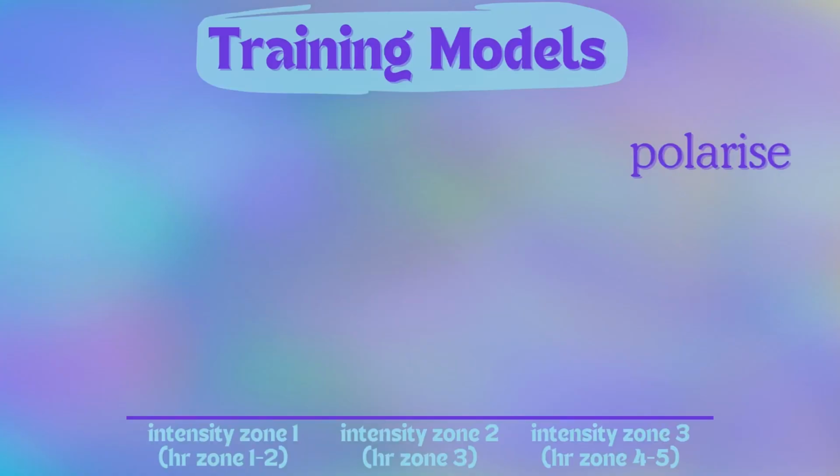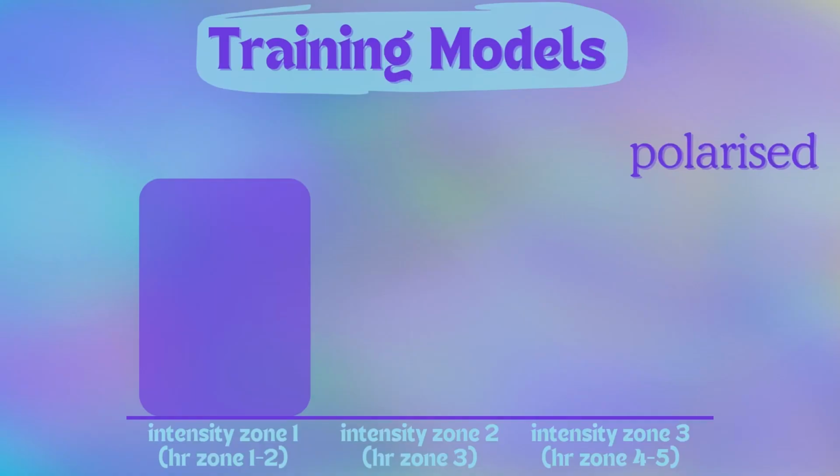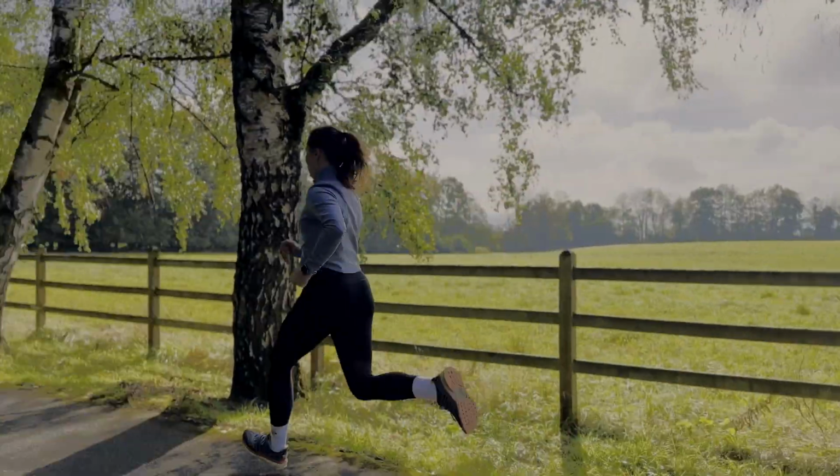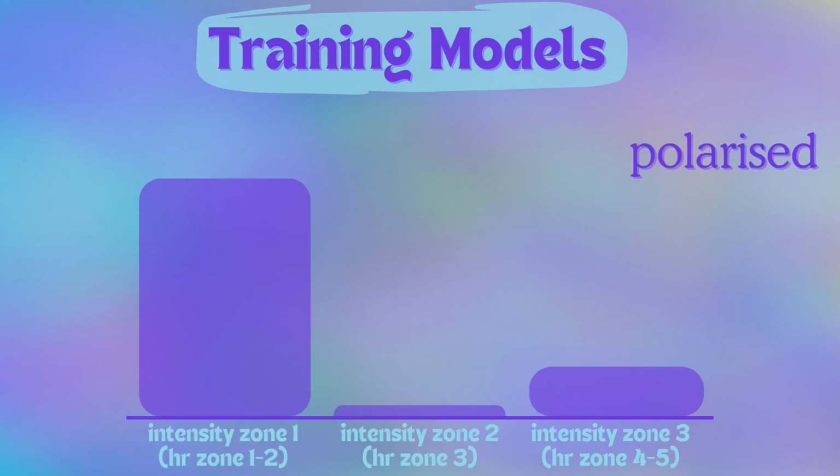For polarized training, you spend 70 to 80% of your training time in your intensity zone 1, heart rate zone 2, and the remaining of the time, so 10 to 20%, you spend in your high intensity zones, where you're doing sprints, intervals, or high intensity training, and 10 to 0% in intensity zone 2, which is somewhere in the middle. Pyramidal training is quite similar.